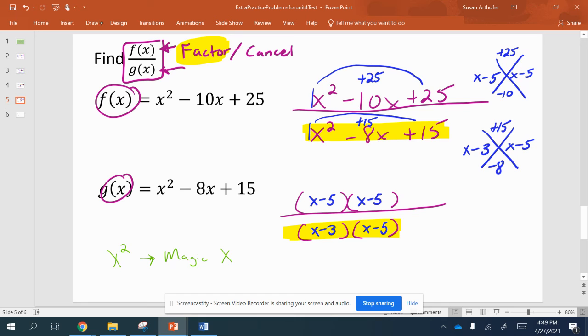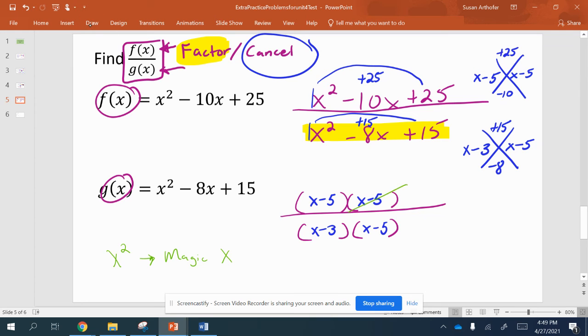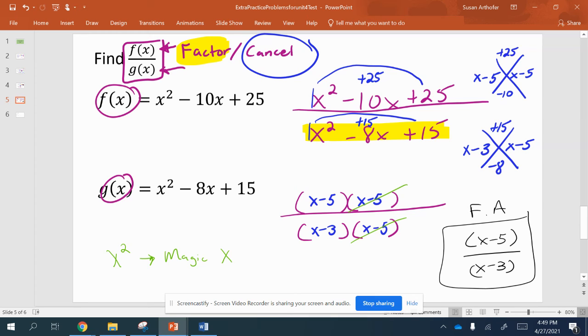And now, drum roll, now you cancel what's matching. Obviously the x minus 5 on the top matches with the x minus 5 on the bottom, and you can cancel. One from the top, one from the bottom are allowed to be canceled. Whatever's left is your final answer. So the top has an x minus 5 with an x minus 3 underneath, and that's your final answer. Factor, cancel.